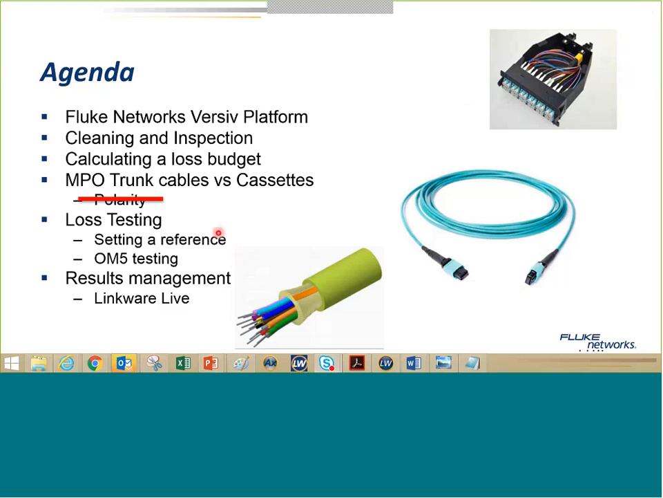Okay, so we're going to look at our loss testing. And one of the important things in doing the loss testing is setting an accurate reference. We're also going to talk about OM5 testing. There's our trusty green cable here. And we're going to end talking about results management.